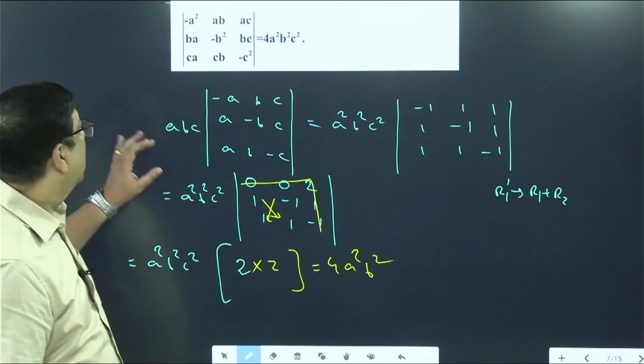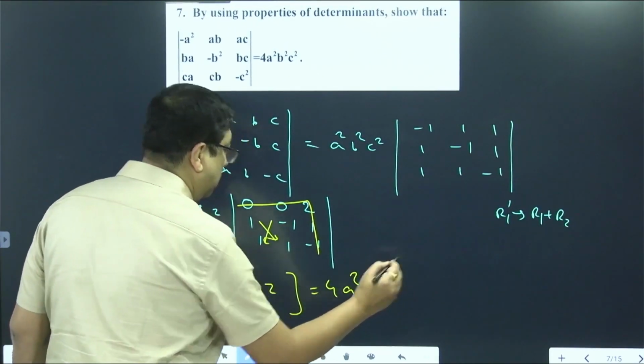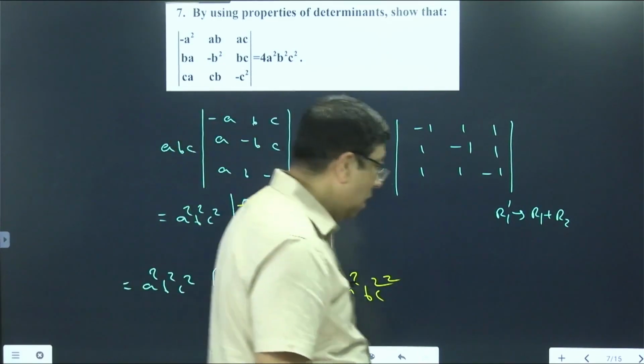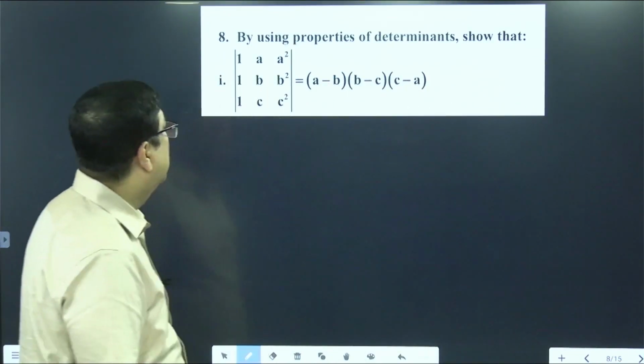Sum is proved. The answer was 4 A square B square C square. C square will be there also. 4 A square B square C square is the answer. Now, let us do the next sum.